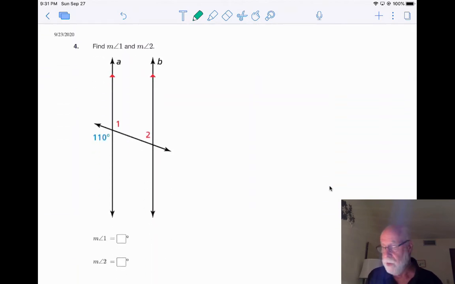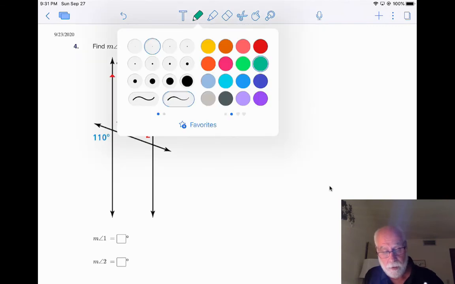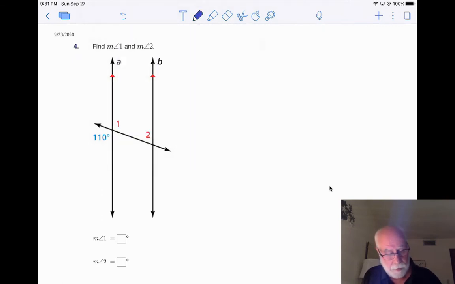Number 4, find the measure of angle 1 and 2. So remember, I just said, what was it I just said? Vertical angles? Well, looks like 110 and angle 1 are vertical angles. So we can say that the measure of angle 1 is 110. And again, they're going to have the degrees symbol there for you.